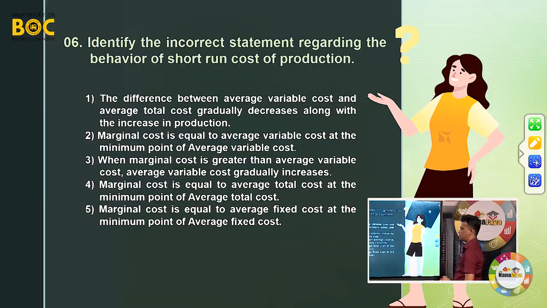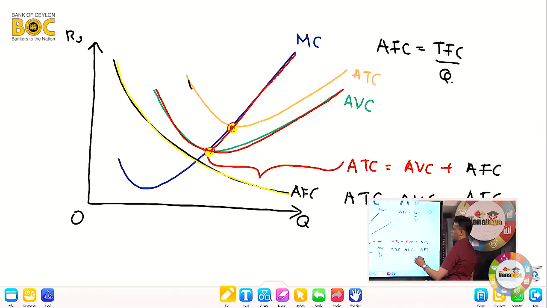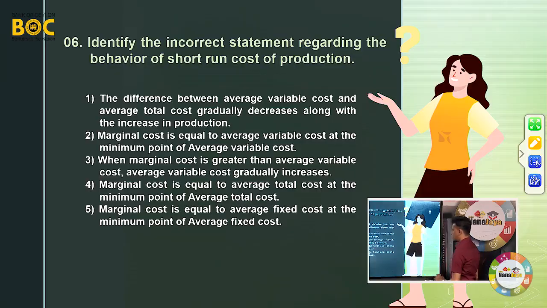The fourth statement: marginal cost is equal to average total cost at the minimum point of average total cost. You can see, we learned that the marginal cost curve is passing through the minimum point of the average total cost curve as well. Therefore, that is also a correct statement.